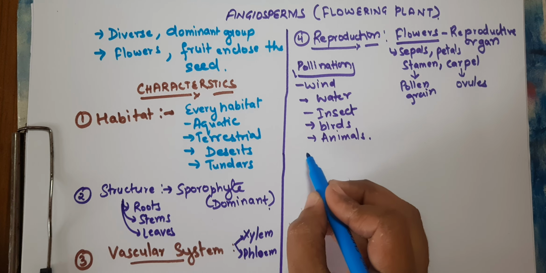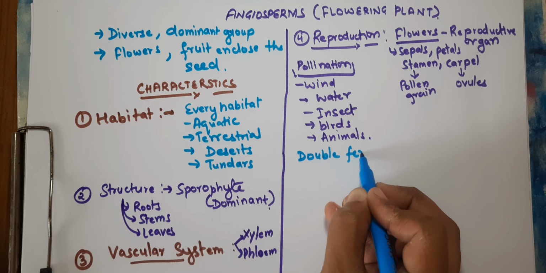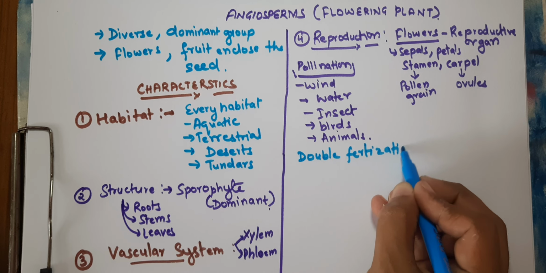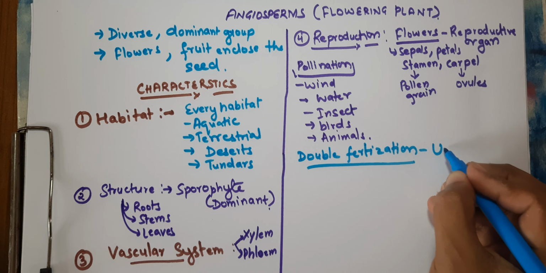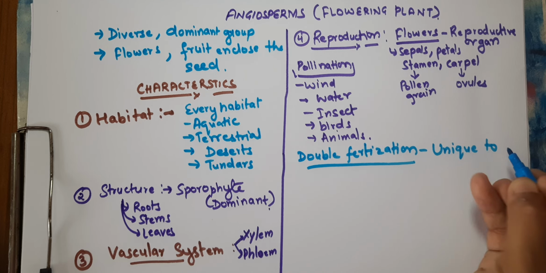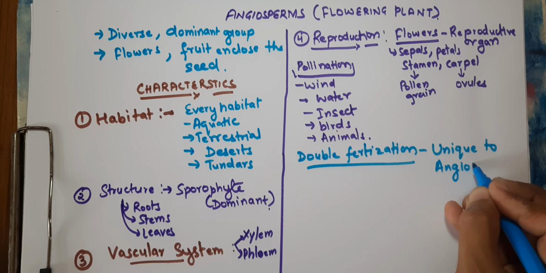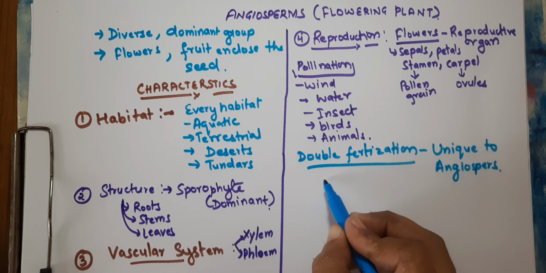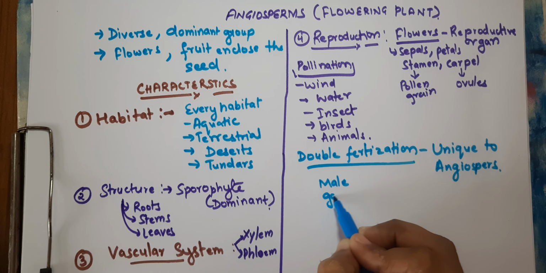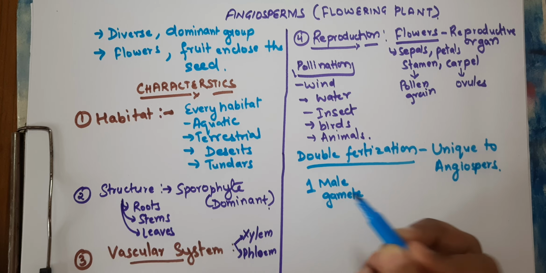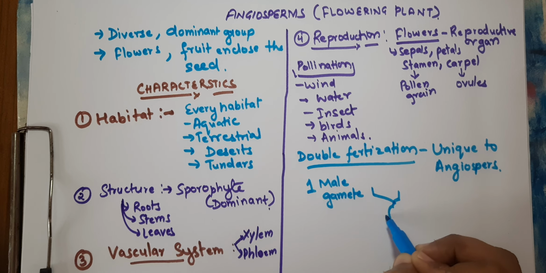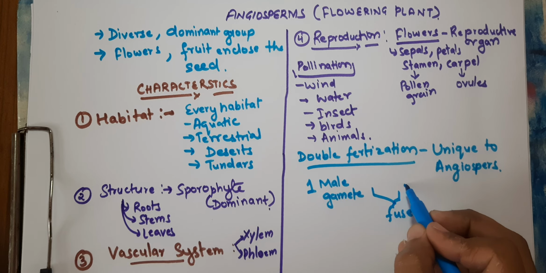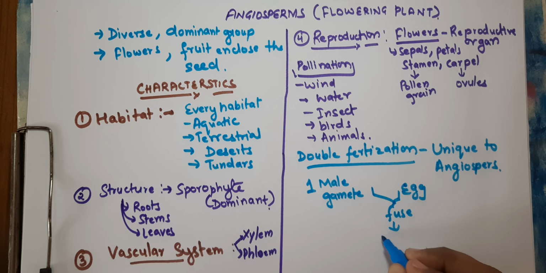And if we talk about double fertilization, it is unique to the angiosperms. What will happen in double fertilization? One male gamete will fuse with the egg, and this will lead to the formation of the zygote.